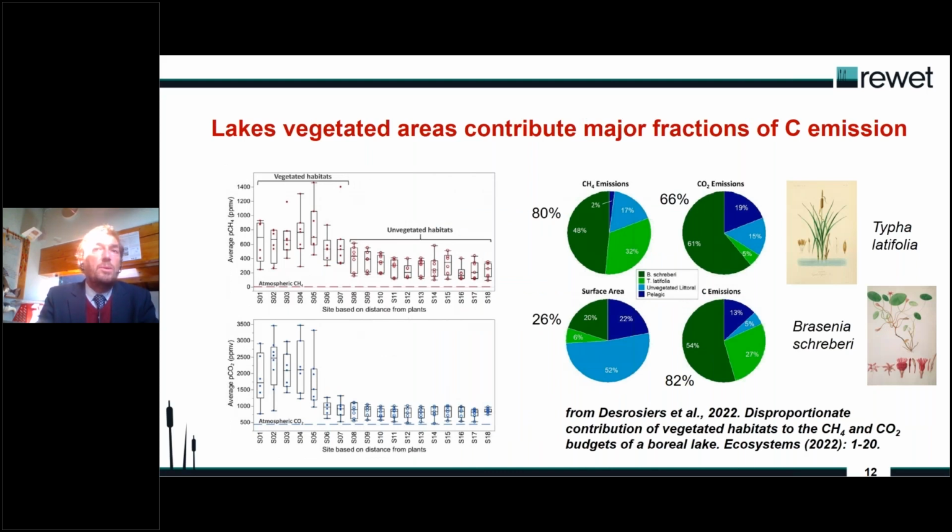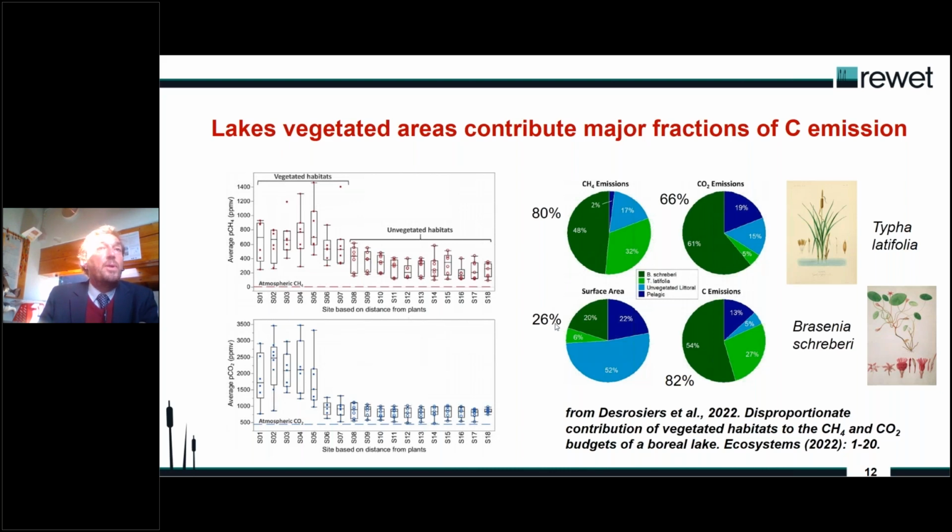Another nice study is to convince us about the relevance of including vegetation in any budget study in which we want to consider the overall emission from any aquatic shallow wetland ecosystem. It is one in which the role of two macrophytes, Typha latifolia, which is an emergent plant, and Brasenia schreberi, which is a floating leaf plant, was analyzed. These two plants occupy in this small wetland a minor fraction of the total surface, nearly 26%.